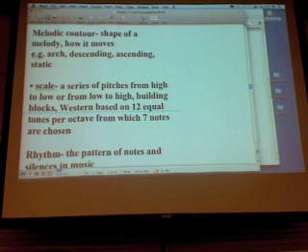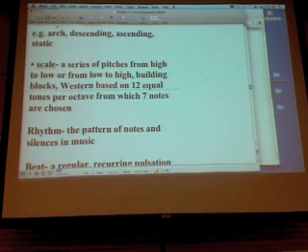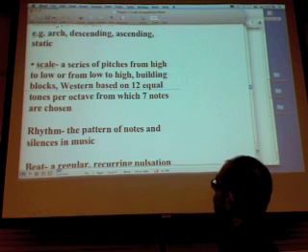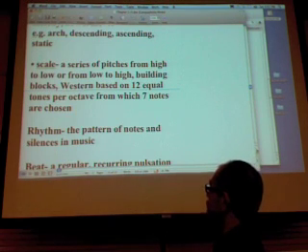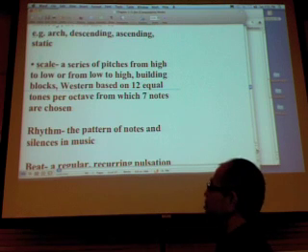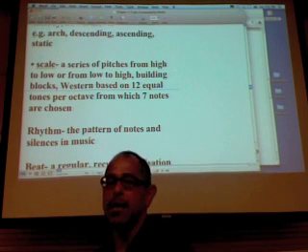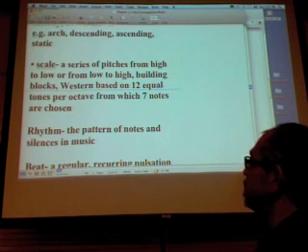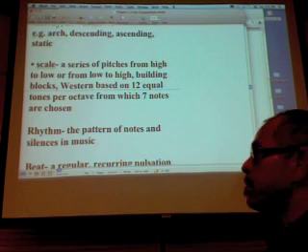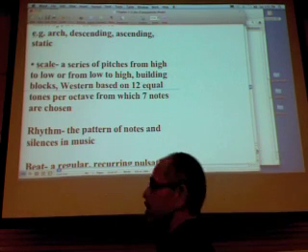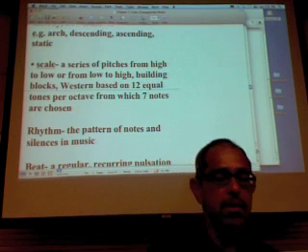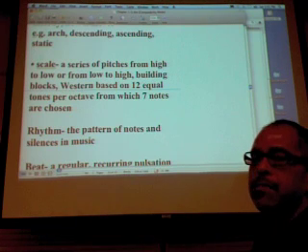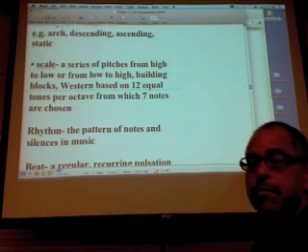A scale is a series of pitches from high to low or from low to high. It's a building block of music. Western scales are based on 12 equal tones per octave, from which 7 notes are chosen to form a scale, typically. But a little word of warning: in a lot of cultures, the scales are very different than we are used to, and they use tuning systems that are very different than our equal-tempered scale. So we can talk about that more in class. It's a very controversial issue because our equal-tempered scale, in other words, dividing the octave into 12 equal parts, is a nice way of dividing it.